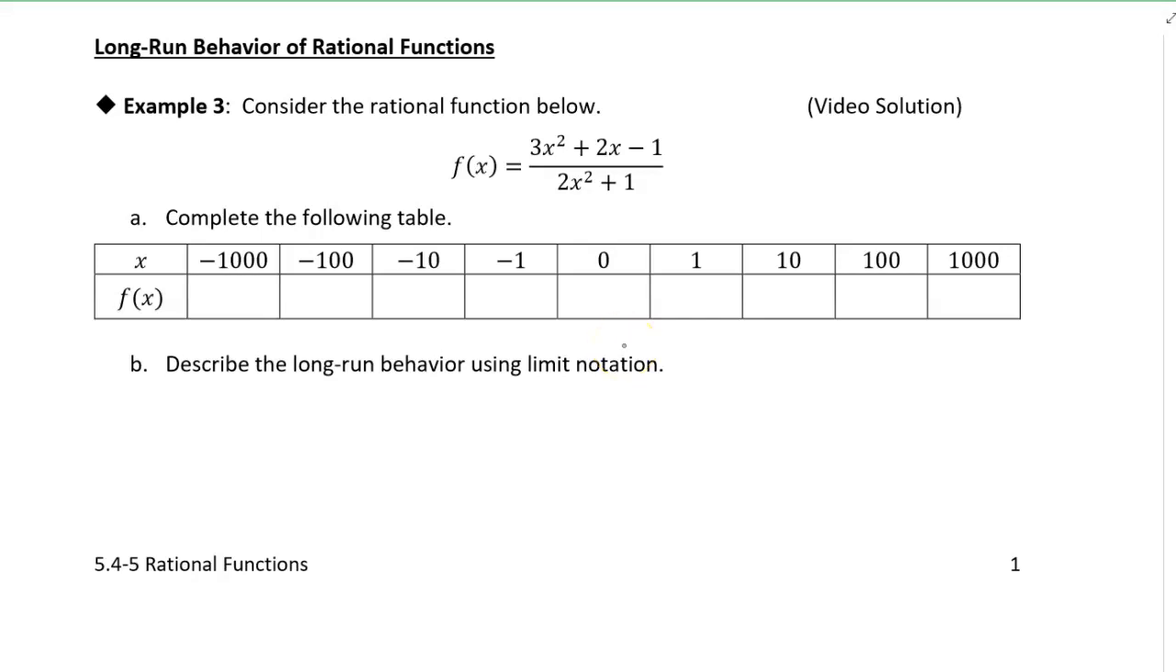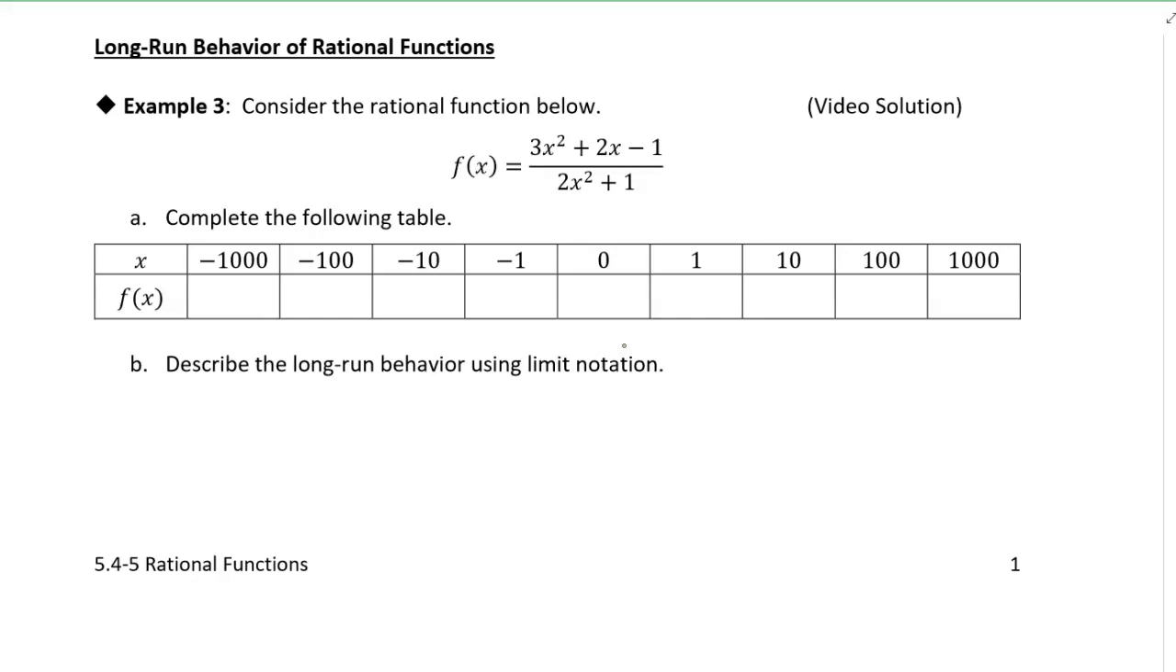All right, so now we're going to look at the long-run behavior of rational functions. And we're going to start with this example where we have f of x is (3x squared plus 2x minus 1) all over (2x squared plus 1). All right, so we have this rational function. And the first task is just to complete this table.